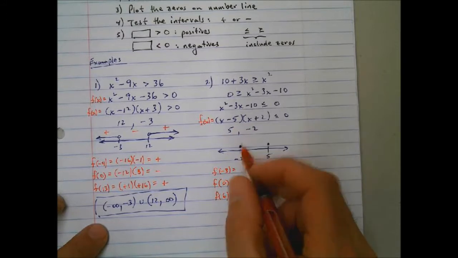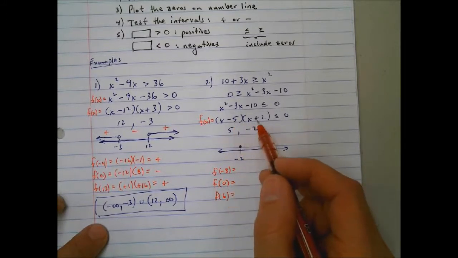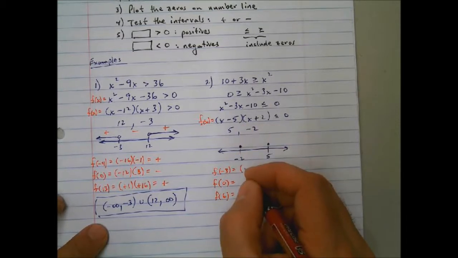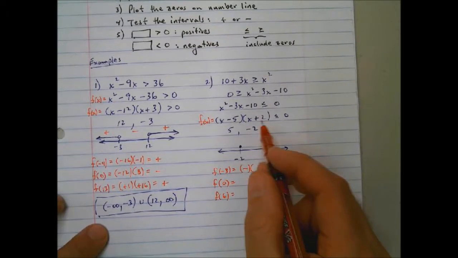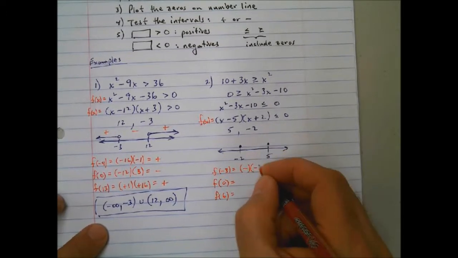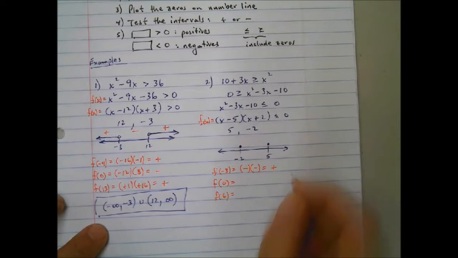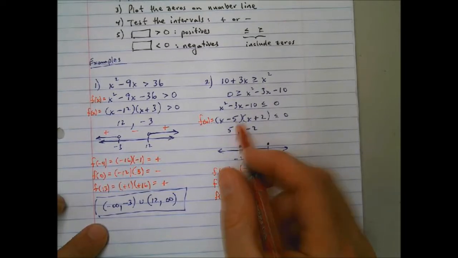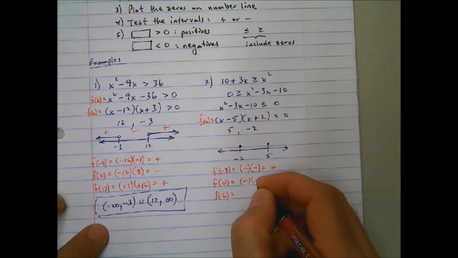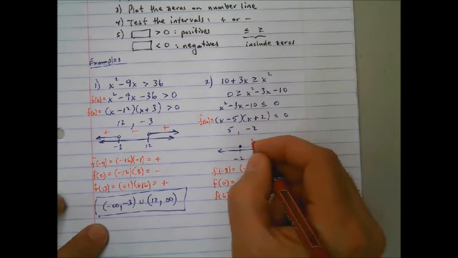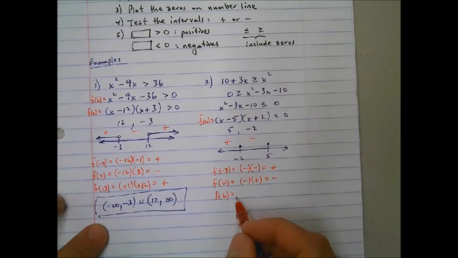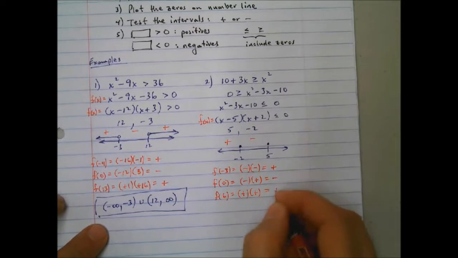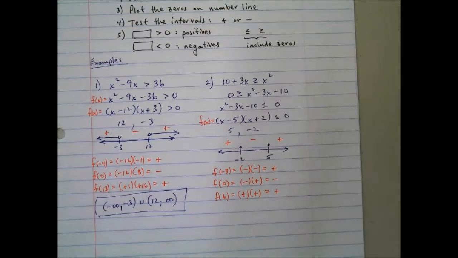Okay, so if I input a negative 3, I get, no, we don't really need to know the actual number when we're using the factored form. We just need to know if it's positive or negative. So negative 3 minus 5 is negative 8, so it's negative. Negative 3 plus 2 is negative 1, so negative, and negative times negative is positive. Okay, if we input a 0, we've got negative times positive, which is negative.